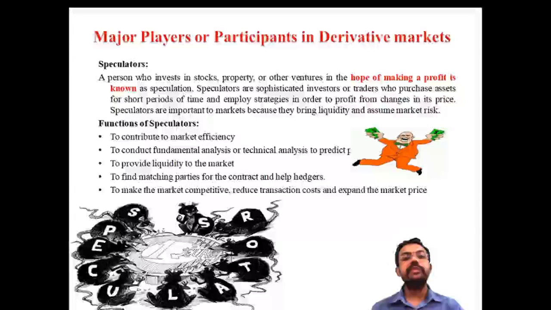Matching parties identify the responsibility. That's the matching parties. Had the hedgers, they find the matching parties. And to make the market competitive: because of the speculation, the market is more volatile and more competitive. Reduce the transaction cost and narrow the market price.